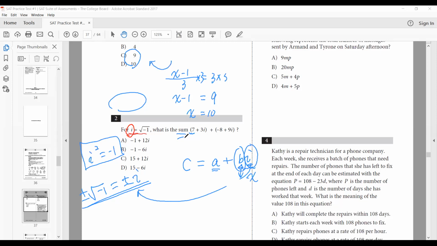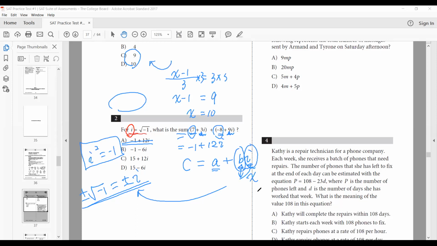So for the sum, the real parts combine together and the unreal parts combine together. The real part would be 7 minus 8, you get -1. And the unreal part, when combined, is the calculation of the coefficients, so it becomes 12 plus 9. The rest is i. So the answer would be A.